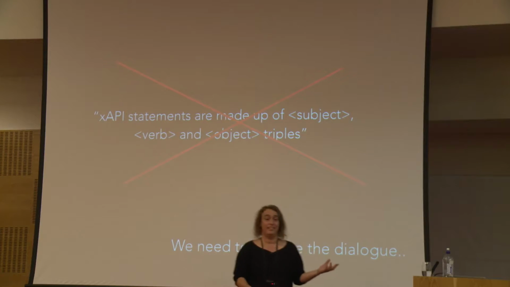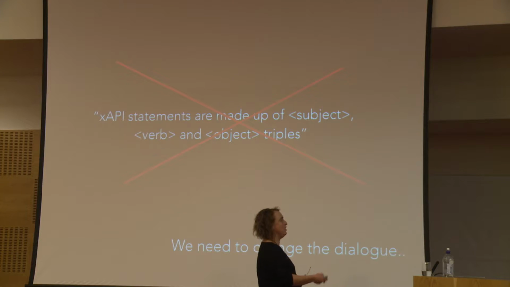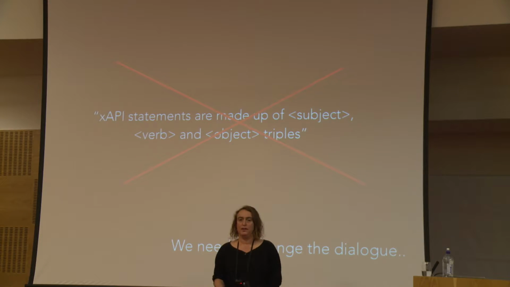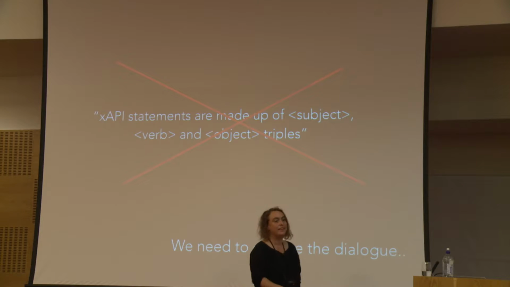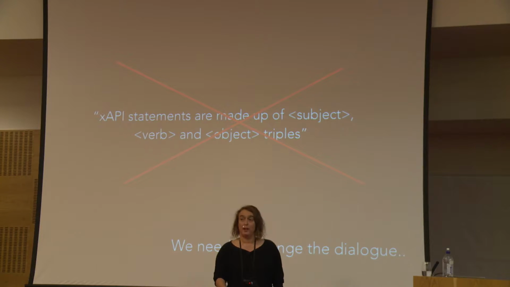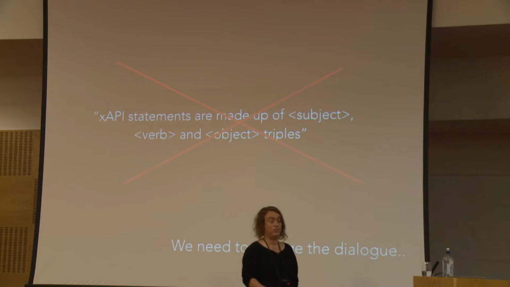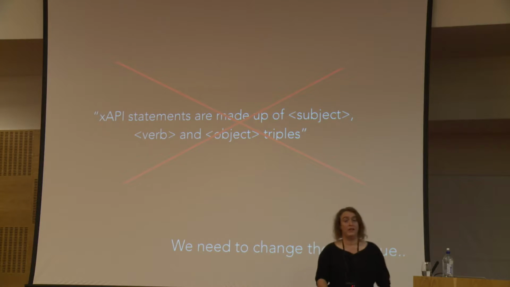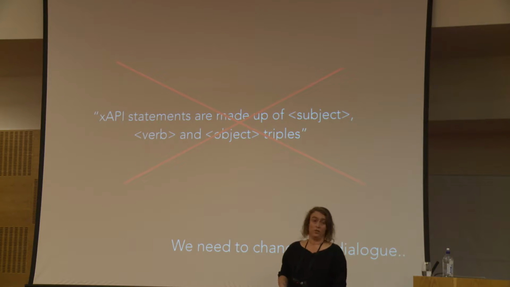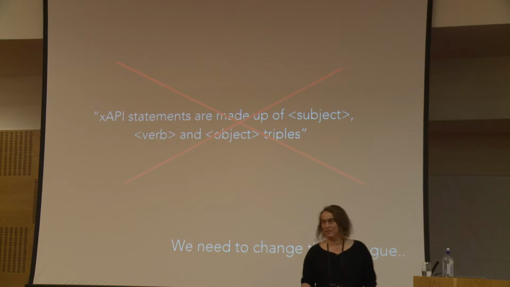Sure, the specification says that you must have subject, verb, and object triples. That's fine. There's a whole heap of optional things in the specification. When it comes to learning analytics, those optional things are not optional, okay? Seriously, as a community, we need to change that dialogue. Timestamps would be a classic one, a really obvious thing there. According to the spec, you could include them, but you don't have to. If you're doing learning analytics and you're not getting timestamps, pretty much everything that we do depends on time.